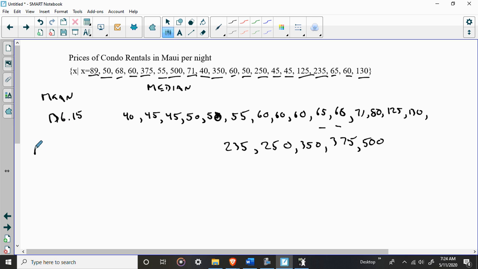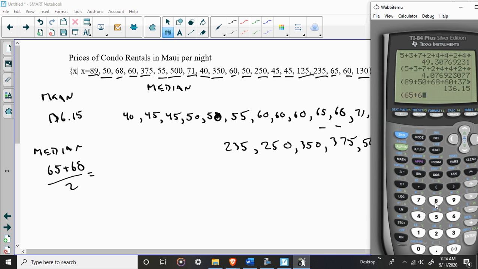Well, since there's two numbers here in the middle, what we have to do is take the average of those numbers. So the median, what are we going to do? We're going to say 65 plus 68 divided by 2, which is going to be 66.50. Again, what do we do? Parentheses 65 plus 68, close parentheses, and divide by 2. Okay, 66.50.